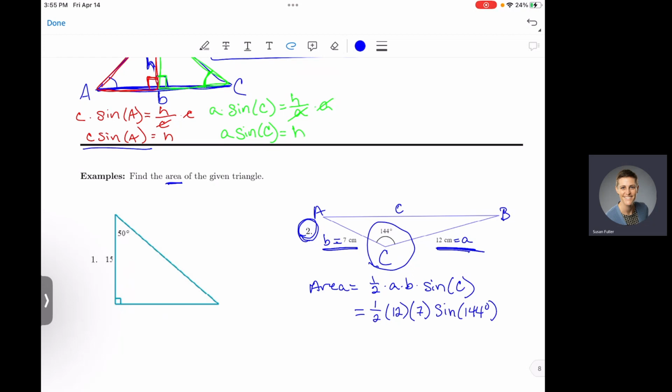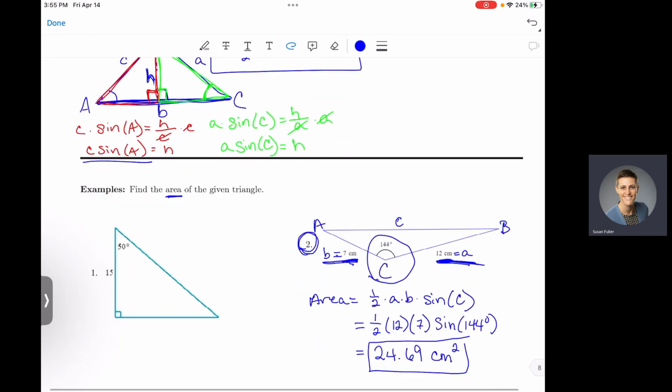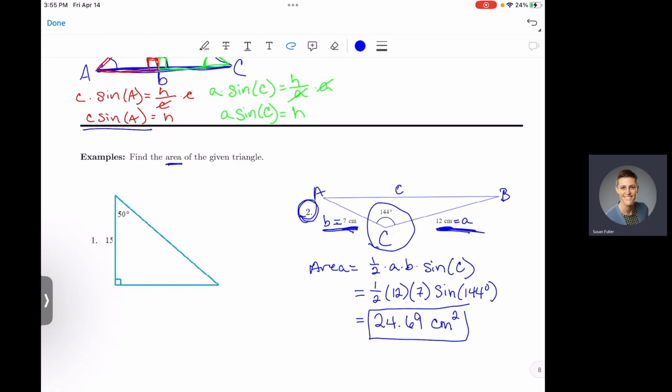And I can put this in a calculator. And when I do, I will end up with 24.69. And again, we have units here, so I'm going to go ahead and put units in. My sides are in centimeters. Area is in square units, so this will be in square centimeters. So that's how we calculate the area of an oblique triangle. Just label your triangle, choose the formula with the information that you're given, plug everything in, and you have the area of a triangle.